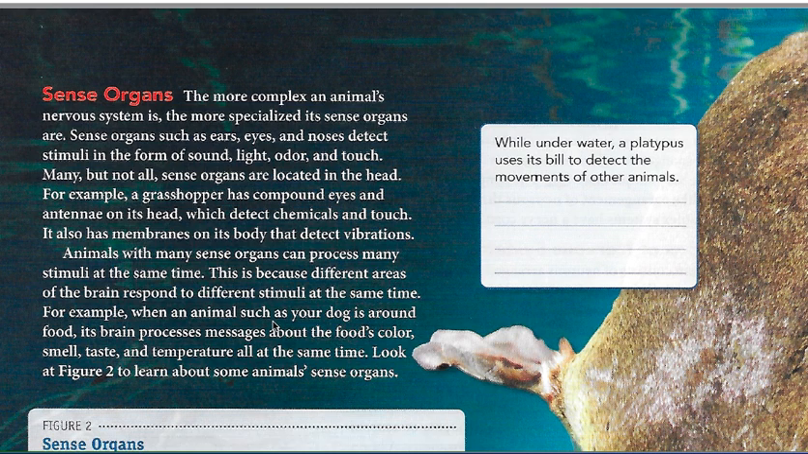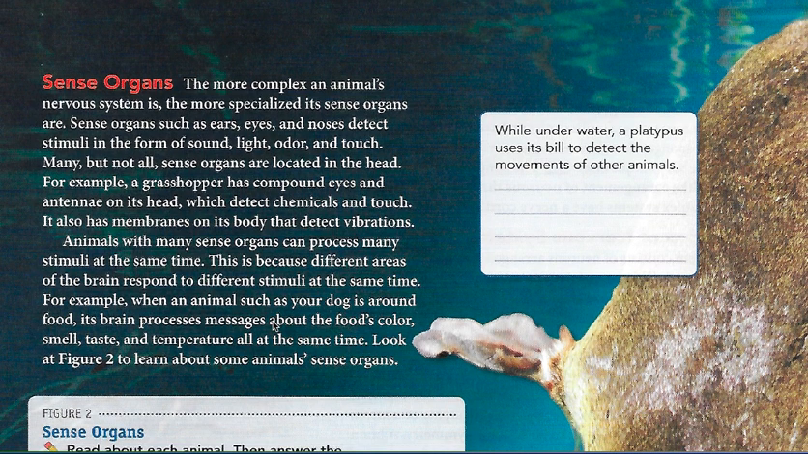Sense organs. The more complex an animal's nervous system is, the more complex its sense organs are. Sense organs such as ears, eyes, and nose detect stimuli in the form of sound, light, odor, and touch. Many, but not all, sense organs are located in the head. For example, a grasshopper has complex or compound eyes and an antenna on its head, which detects chemicals and touch. It also has membranes on its body and detects vibrations.